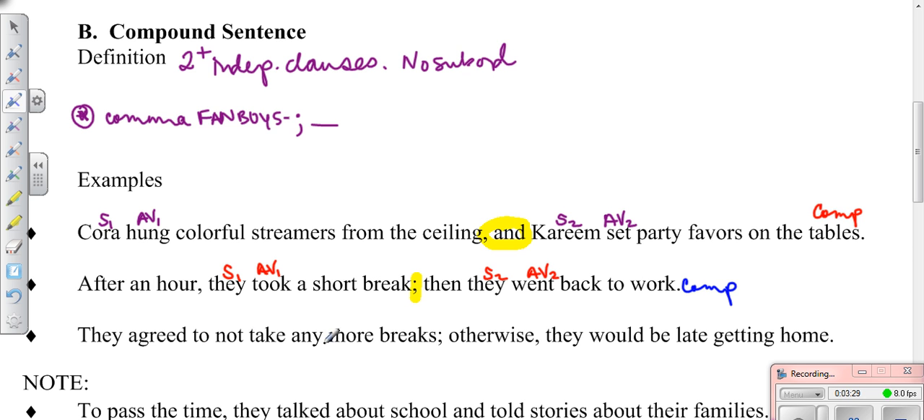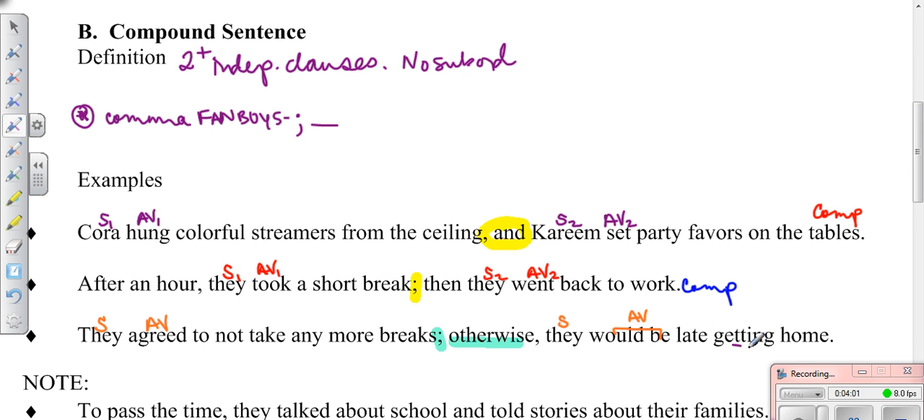They agreed to not take any more breaks; otherwise, they would be late getting home. So again, I've got my action verb agreed, who agreed, they agreed. Would be is my action verb over here, who or what would be, they would be. Now I have a semicolon with a conjunctive adverb, otherwise.